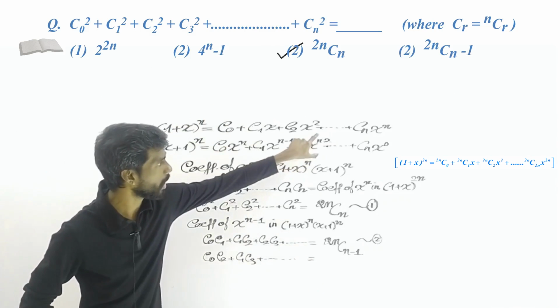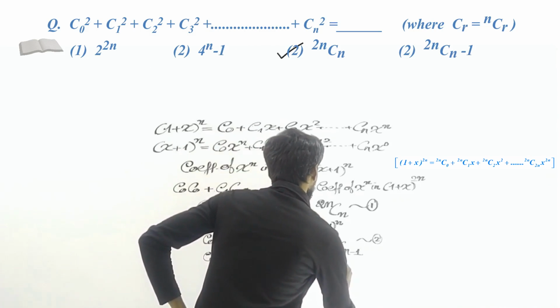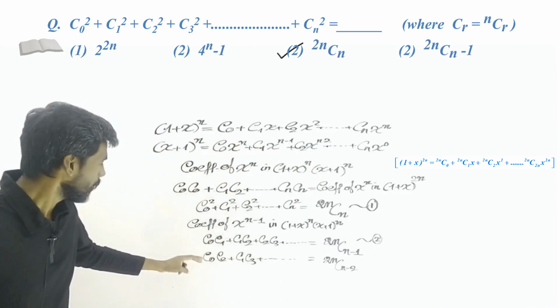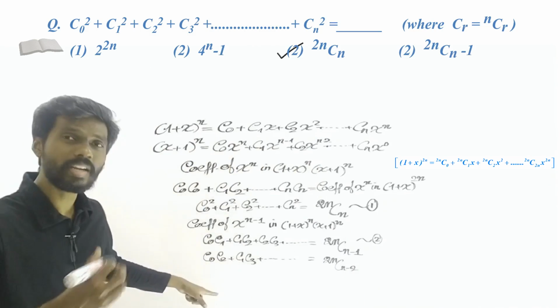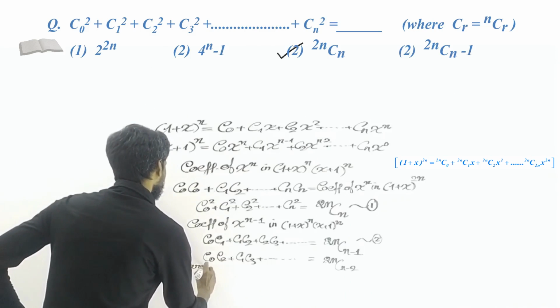That means we want x to the power n minus 2, the coefficient of x to the power n minus 2. So what is that value? So 2nC(n minus 2). Okay, so that's all. You can go on writing all these results, or generally we can say that the general result is this one.